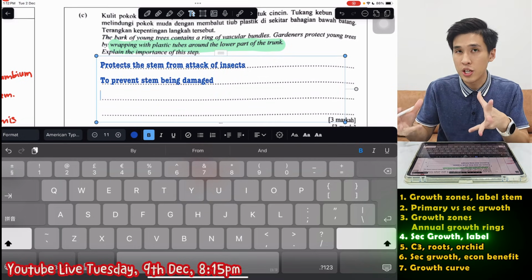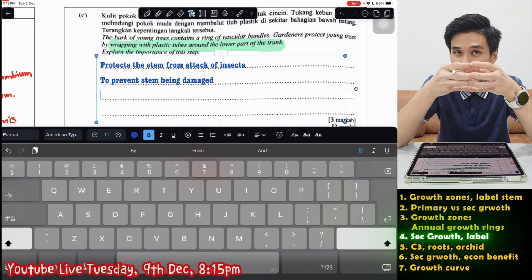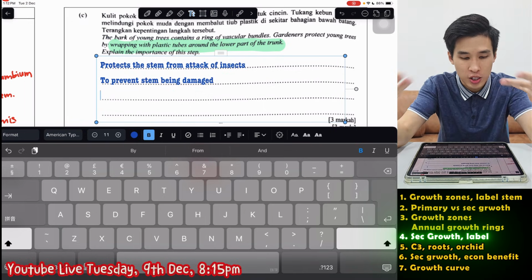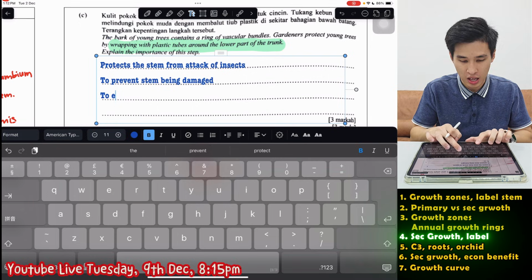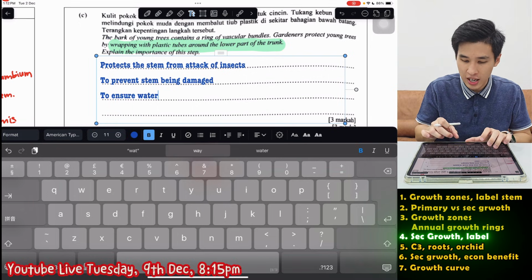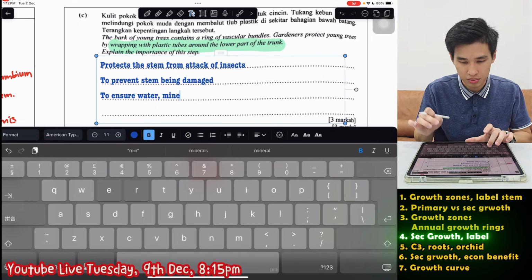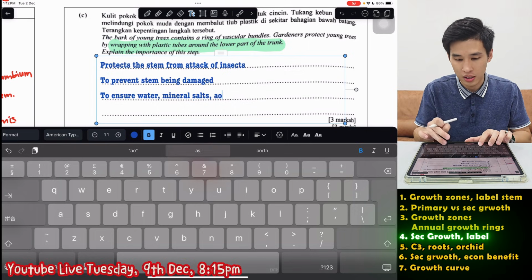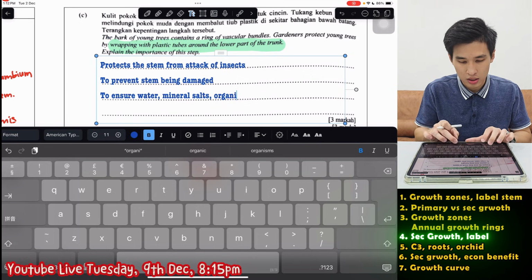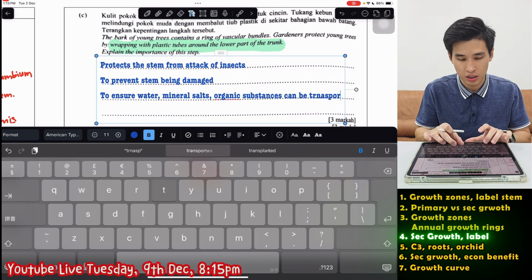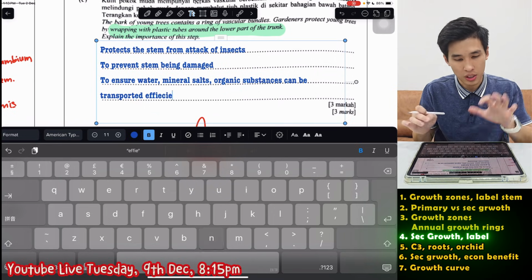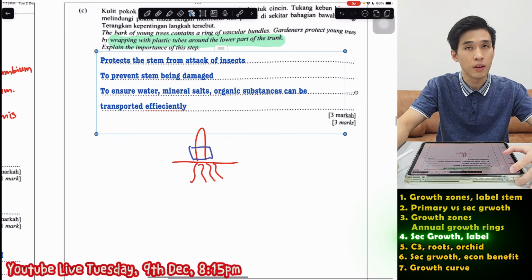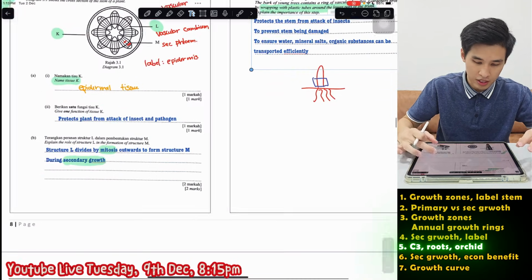If the stem is not damaged, you can ensure the xylem and the phloem, that's the main thing, can continue transport. So it's to ensure water. What's in xylem? Water, minerals, salt. What's in your phloem? Organic substances can be transported efficiently. All right, another question done. Another one you're going to do.